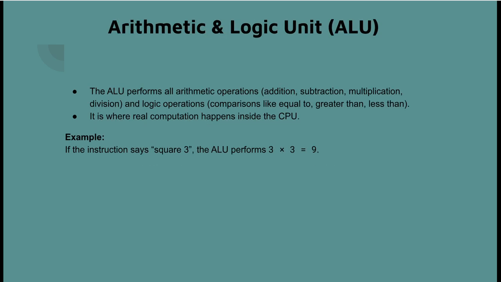The ALU, Arithmetic and Logic Unit. The ALU performs all arithmetic operations: addition, subtraction, multiplication, and division. And logic operations, comparisons like equal to, greater than, or less than. It is where all real computations happen inside the CPU. Example: if the instruction says square 3, the ALU performs 3 multiplied by 3, which will equal 9.